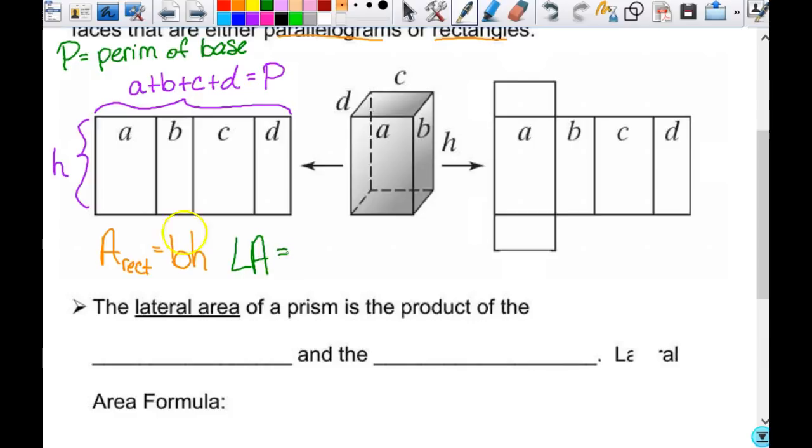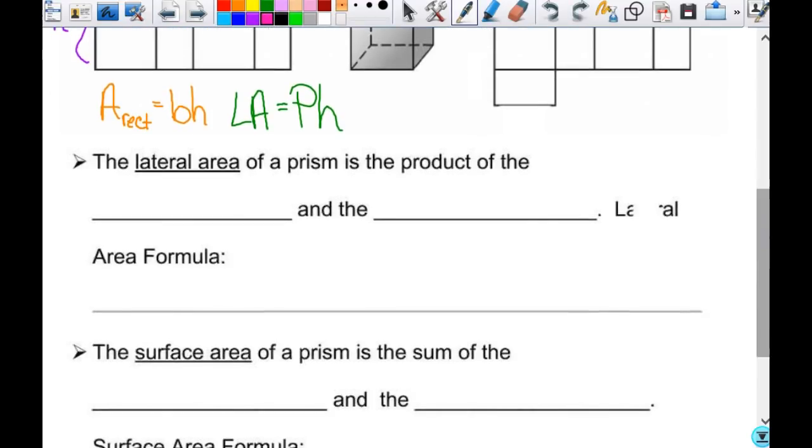So instead of using little b for the base length, it's the perimeter, which is capital P, and the height is the height. Okay? We good with that? So what this tells us here is that the lateral area, just using the lateral faces, is the product. What does product mean you do? Multiply. Right? The product is the result of multiplication.